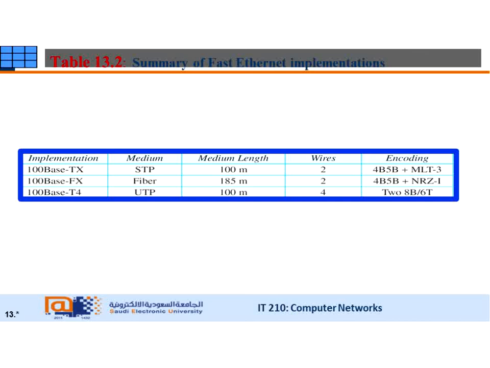So 100BaseTX uses two pairs of twisted pair cable. It may be either category 5 UTP or STP. So for this implementation, MLT3 scheme was selected.